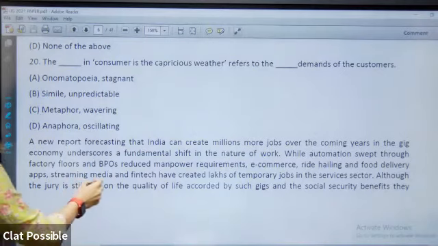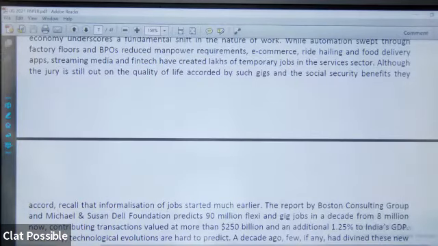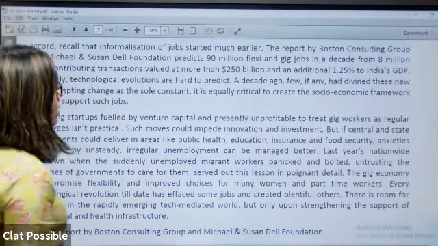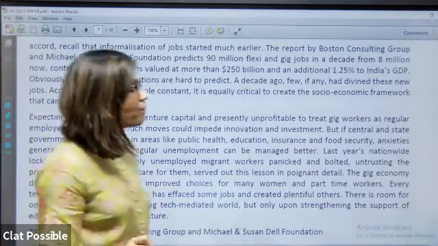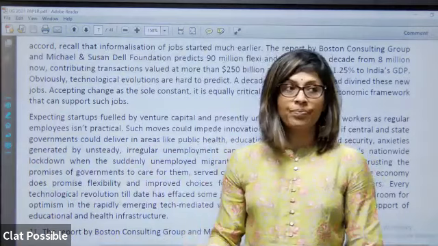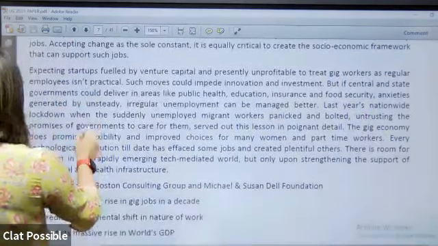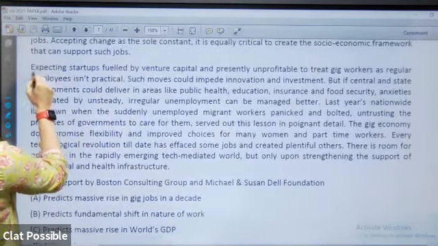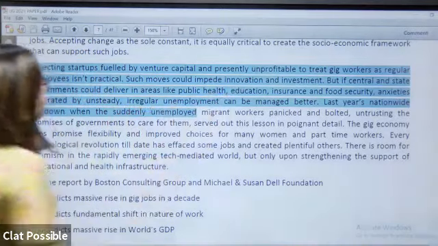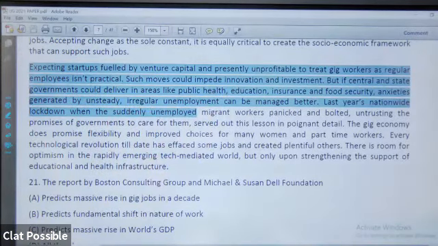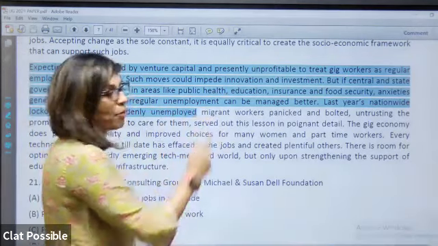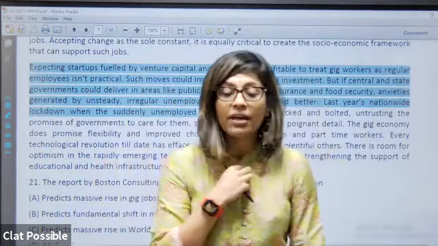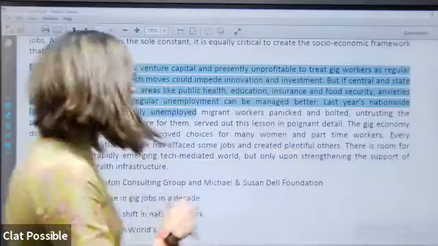And finally, we come to jobs. Now the last passage talks about the new nature of jobs as can be shown by the Michael and Susan Dell Foundation. But the author's actual central theme over here is that how this new framework of jobs needs the support of the government. How does this new framework of job need the support of the government? It needs the governments to help employees get a sense of security by improvements in public health, education, insurance, and food security, so that their irregular employment can be managed better. So the author says that this new setup cannot create full-time employees and give them security. So this job has to be done by the government. So this is what the whole passage talks about.